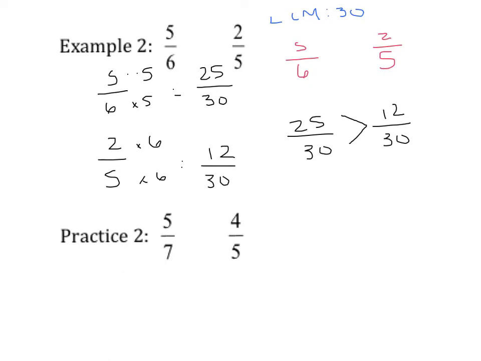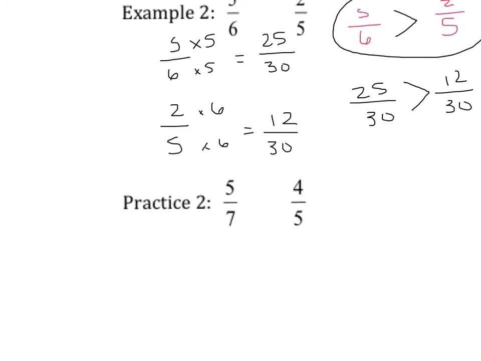Okay, now we could read this two ways. 25 over 30 is greater than 12 over 30, or if you want to read it from the right to the left, 12 over 30 is less than 25 over 30. So our answer is that 5/6 is greater than 2/5, or if you read it the other way, 2/5 is less than 5/6. Okay, I want you to go ahead and try a couple practice.